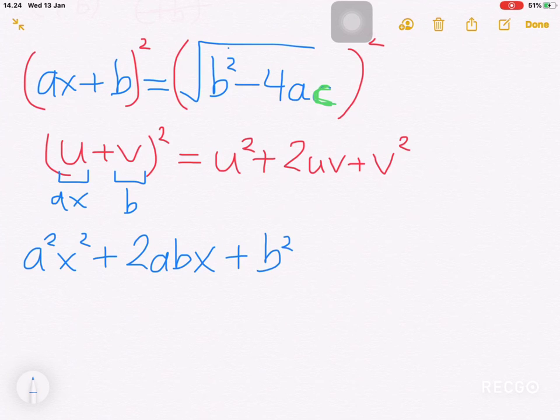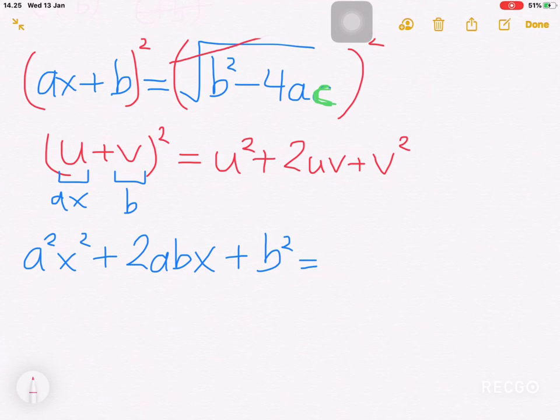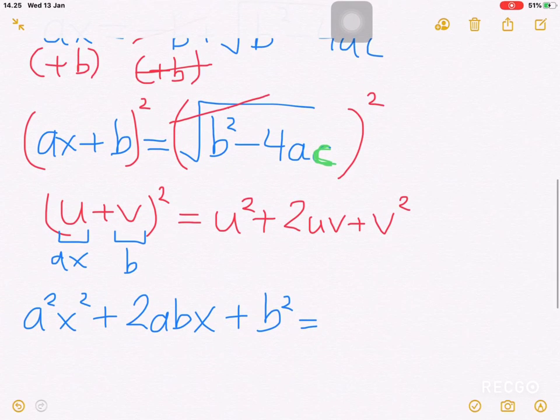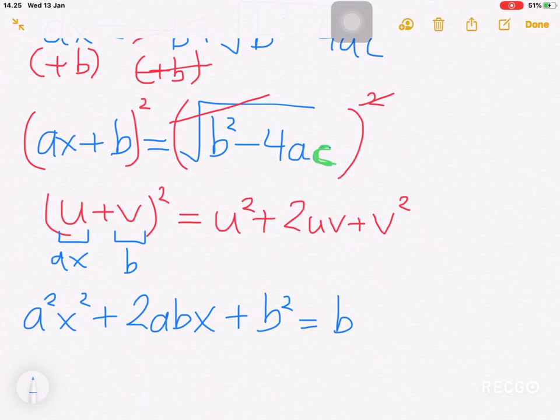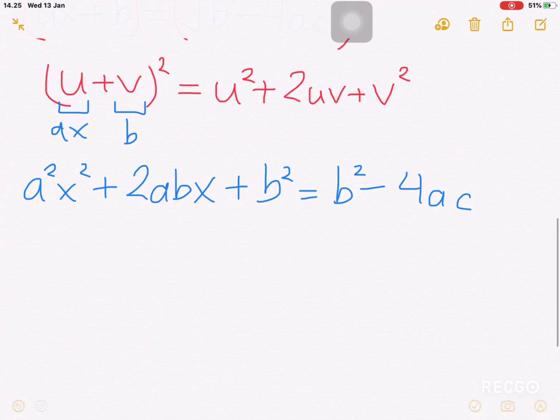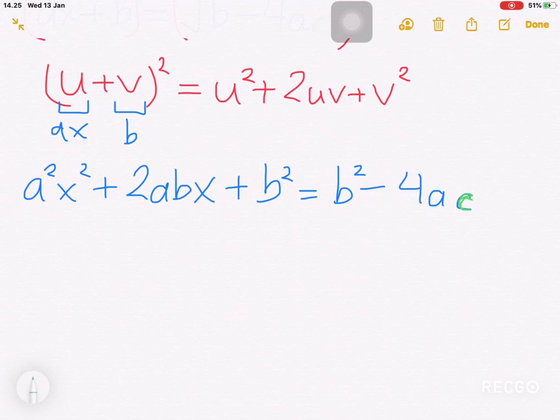There we go. Well, notice that the square root right here will cancel with the square right there. So we're just left with our b squared minus 4ac. There we go. And remember, we're solving for c, and note that c only appears one time, so we're good. So this is kind of simple, I guess.